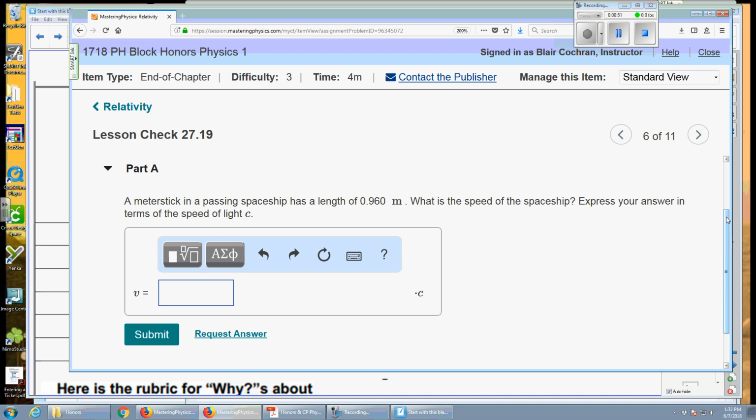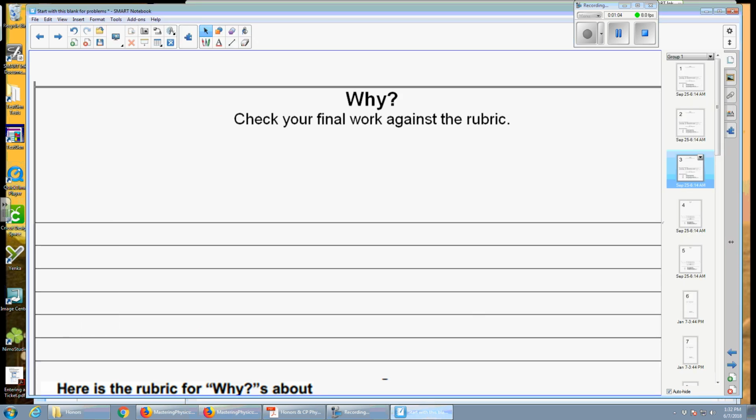So, a meter stick passing a spaceship has a length of this, so it's the speed of the spaceship. Express your answer in terms of the speed of light, c. So, this is number 6.